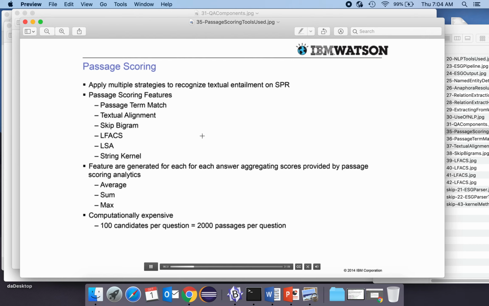But they still did some live searching of passages or processing of passages. And so there are a couple of techniques that they use, and we're going to look at them here in a moment. Among others: passage term matching, textual alignment, skip bigrams, LFACS and LSAs, and string kernels. So let's have a look at that.